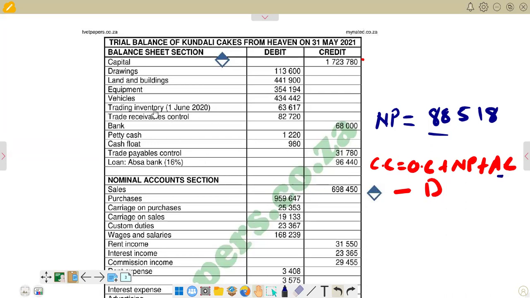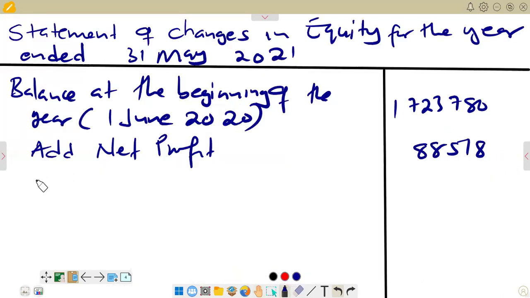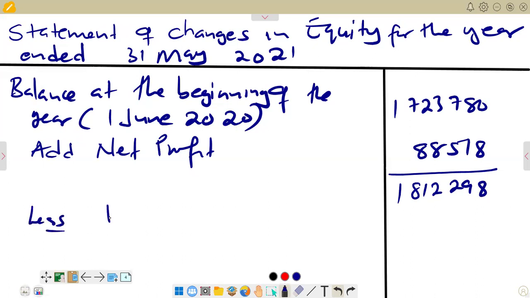Then we look for drawings. For drawings, you see that we have it there. It is 113,600, which is this one. So we are going to subtract drawings there, and then finally we find our closing capital. So we are saying now less. Before we do that, let's first add so that we get the total here. If you add 1,723,780 plus 88,518, you're going to get 1,812,298.